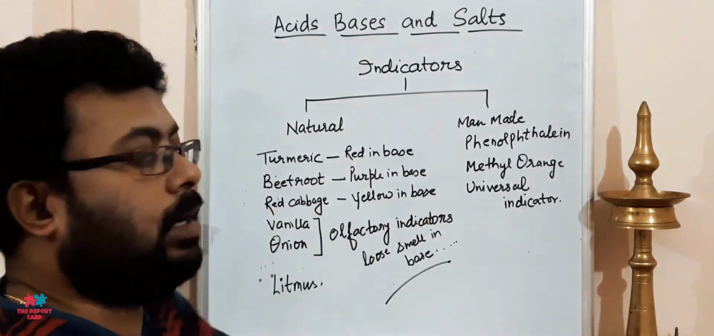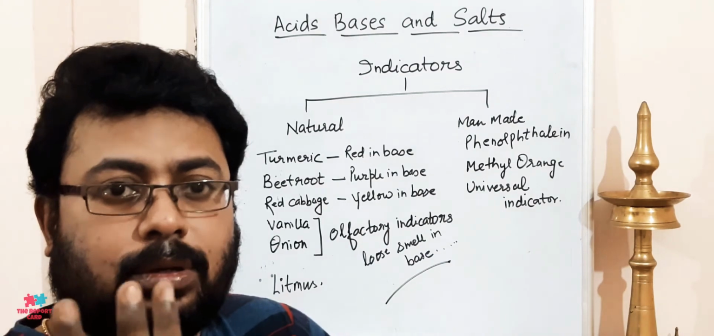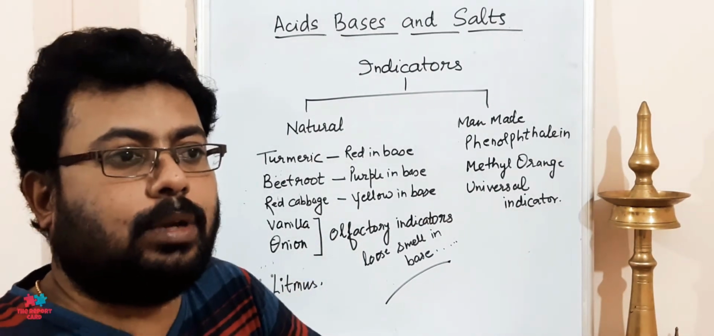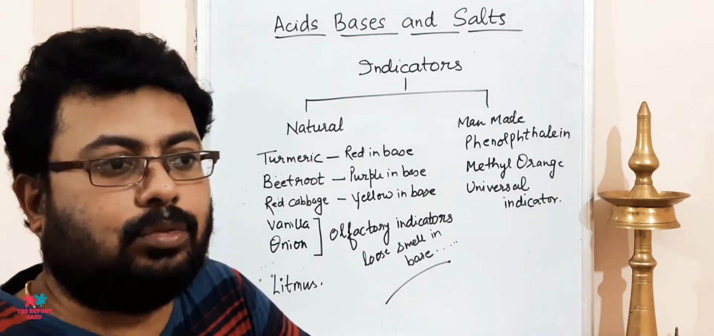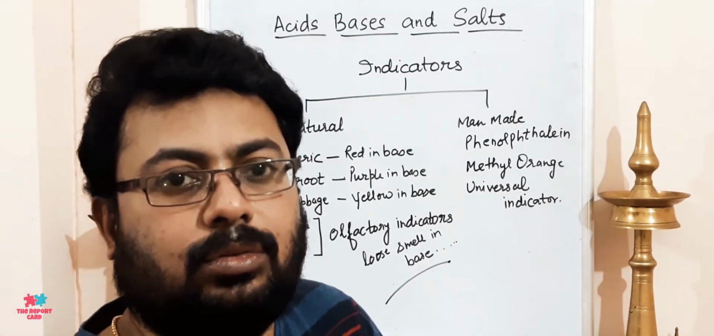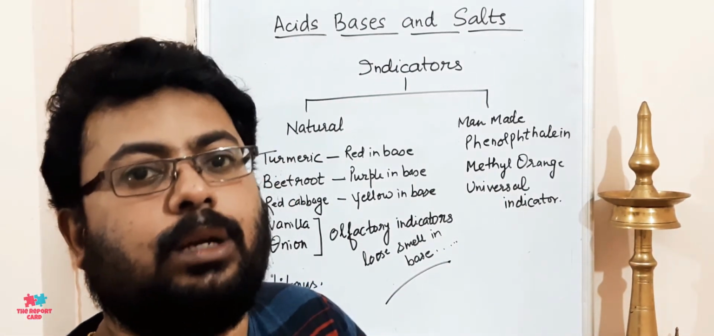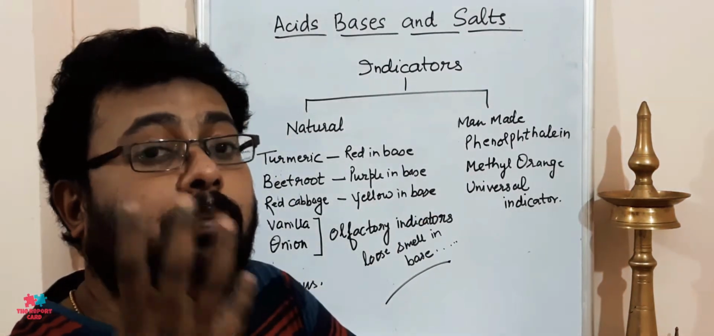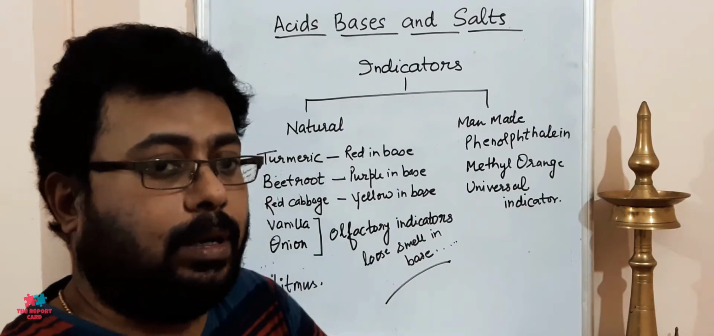Then beetroot. We all are aware of the color of beetroot. A magenta color, you can say. So you can take this beetroot extract, you can boil beetroot in water and take that extract out of beetroot and add a little bit of base in it and it will turn purple in color.